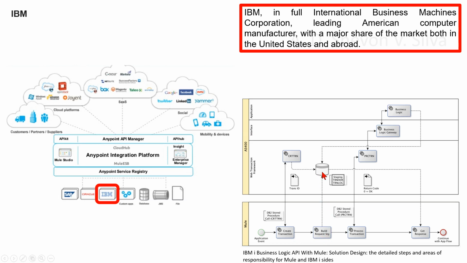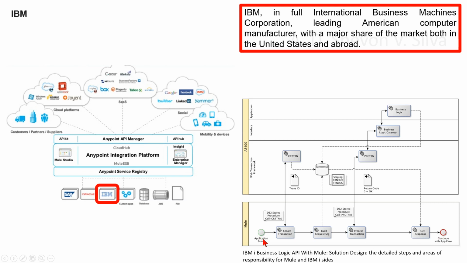Build request STG is connected to process transaction. It interacts with PRCTRN, and it interacts with the business logic gateway, and it interacts with the business logic, and business logic is connected to staging, and staging is connected to the return code equals 0, equals OK. The staging is connected to get response, and the process transaction is connected to get response, and get response is connected to continue with app flow.